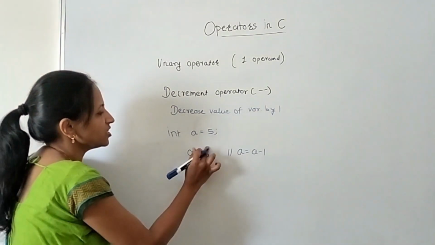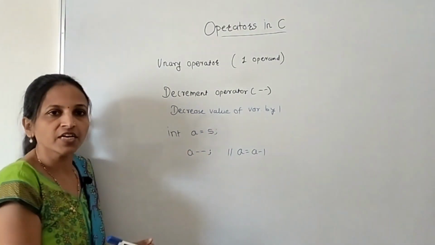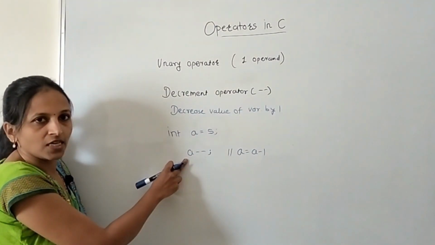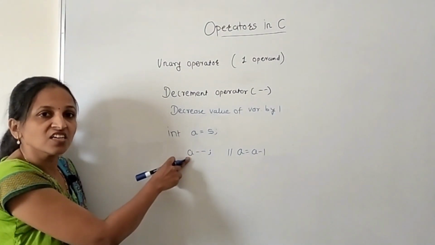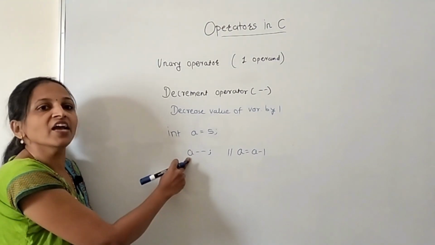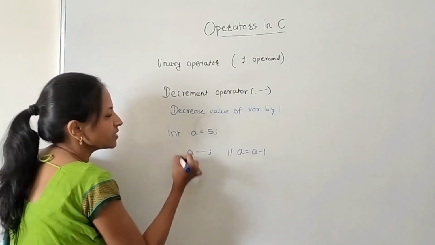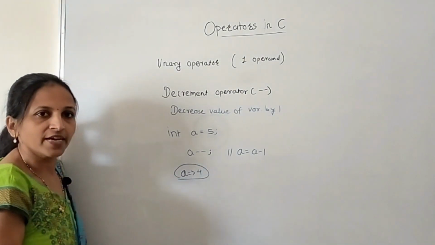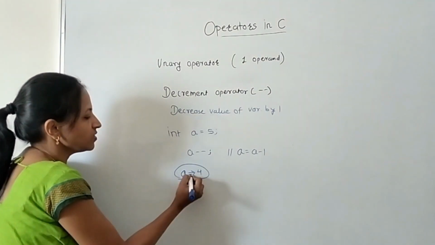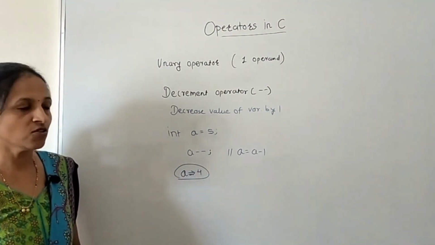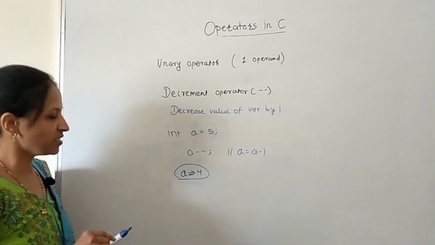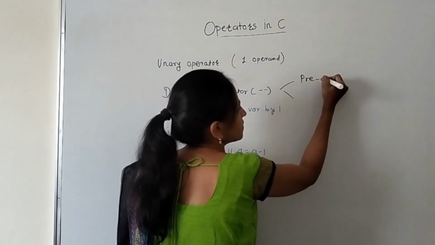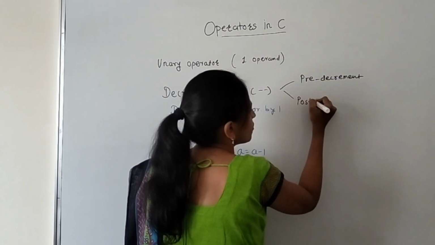In this way, initially the value of a is 5 here, and I have used this decrement operator on this a. This operator will decrease the value of this a by 1. That's why after execution of this statement, the value of a will become 4. Getting in this way. Now this is called the decrement operator. Now again there are two categories of this decrement operator, that is, the first one is pre-decrement and the second is post-decrement operator.